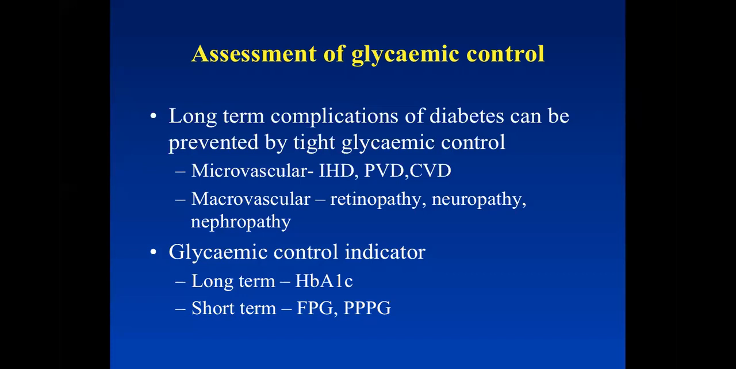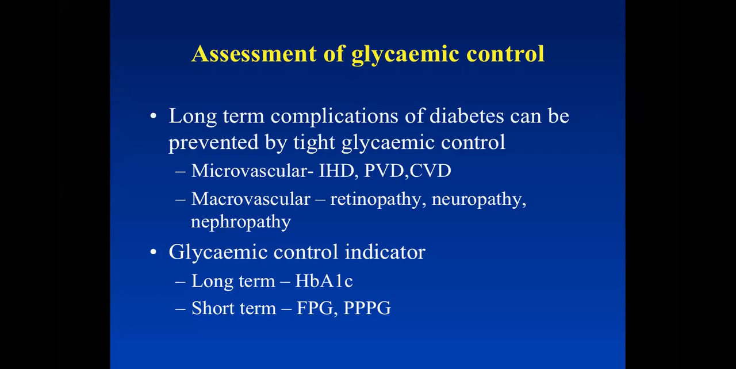So you measure the long-term glucose control by doing HbA1c. If you do a fasting plasma glucose or postprandial plasma glucose, it's the sort of current, very short-term control at that moment, the glucose level in the plasma.